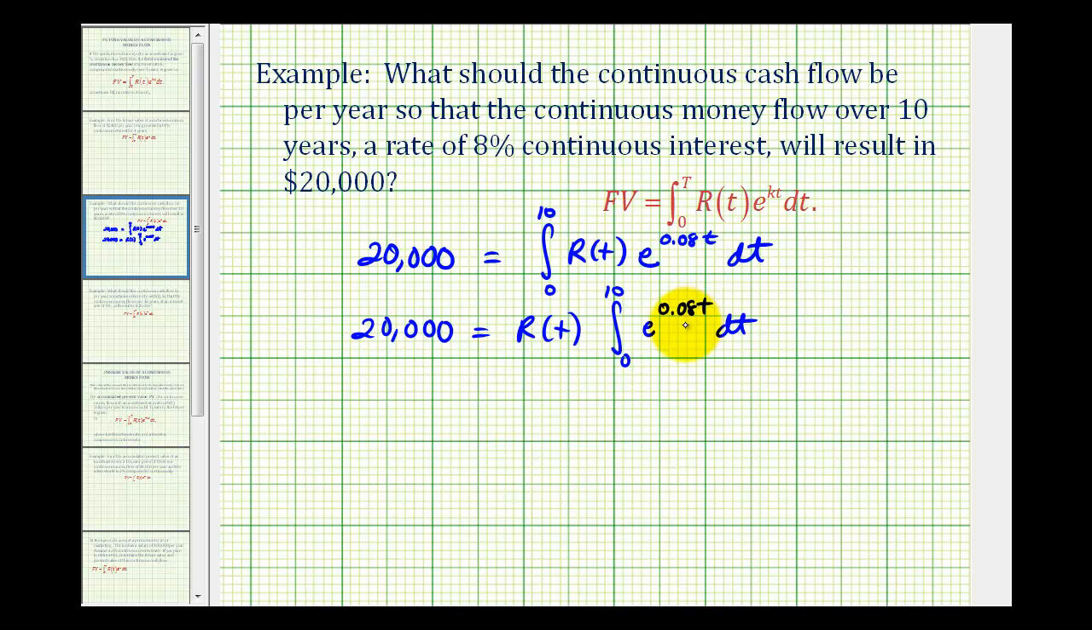Now to integrate this, we'll have to perform substitution, where u is going to be 0.08 t, so differential u is going to be equal to 0.08 dt. So if we solve this for dt, we would have differential u divided by 0.08 equals dt. Now we'll write this integral in terms of u.